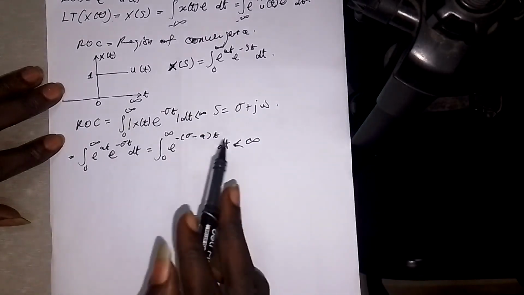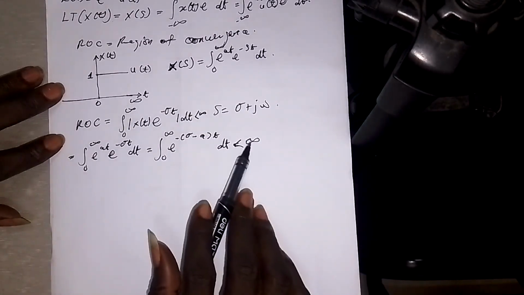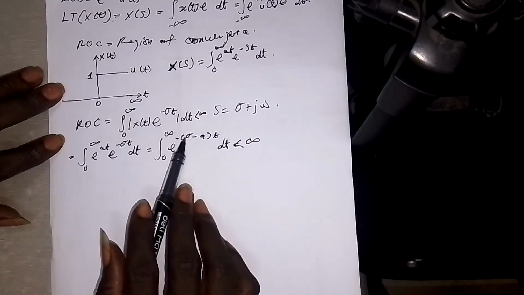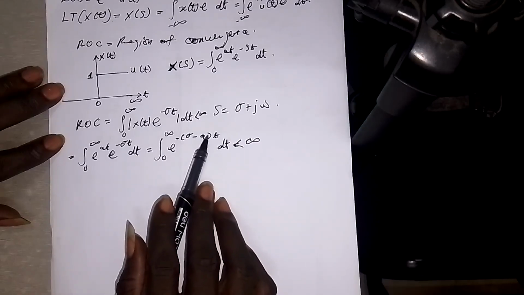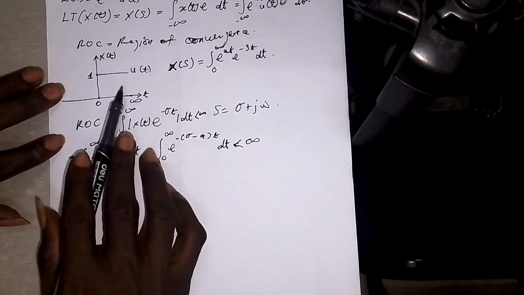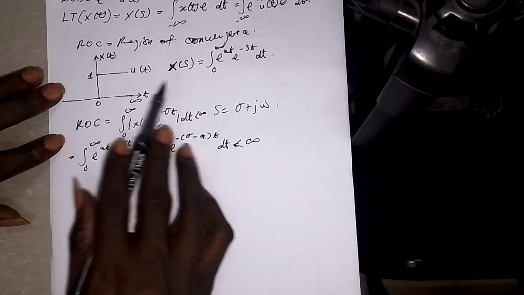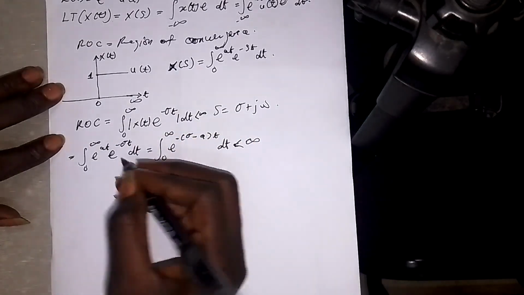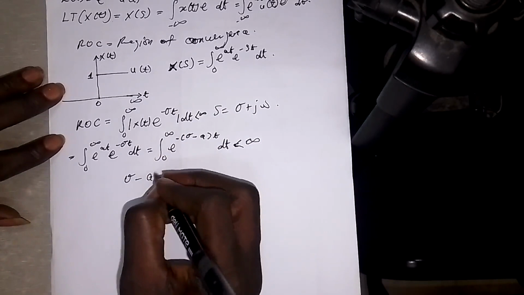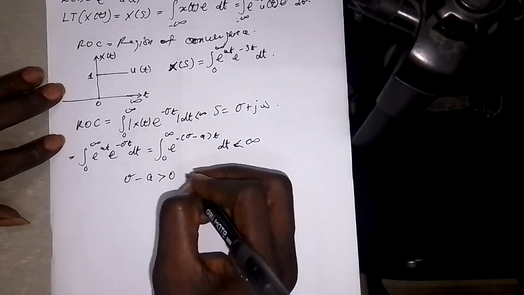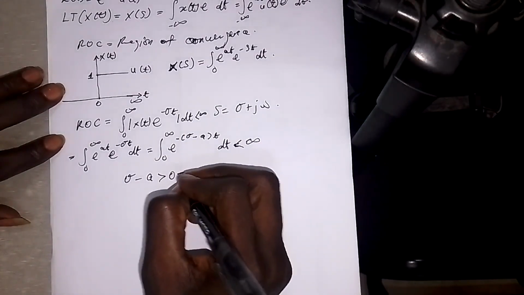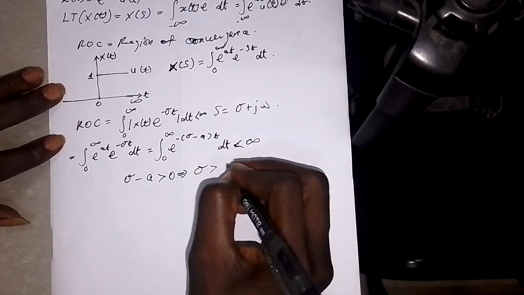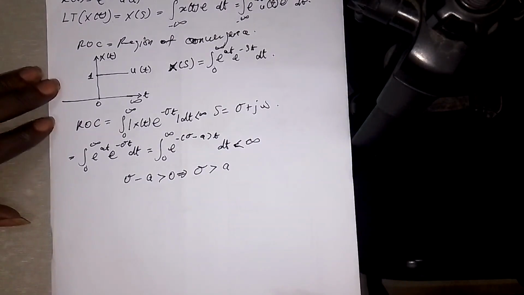Then if it is positive, for this one to be less than infinity, what it means is that q minus a must be greater than 0, because you see that it's lying at the positive. So from simple mathematical knowledge, q minus a is greater than 0, and so that means that q is greater than positive a.